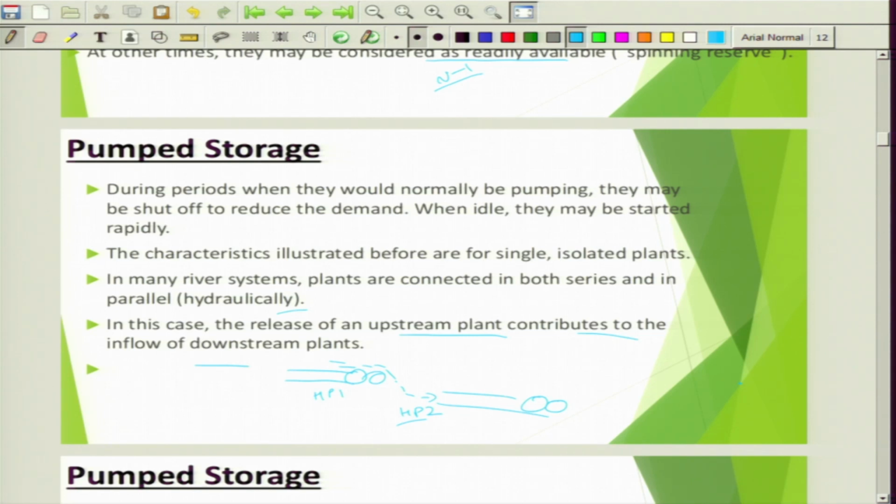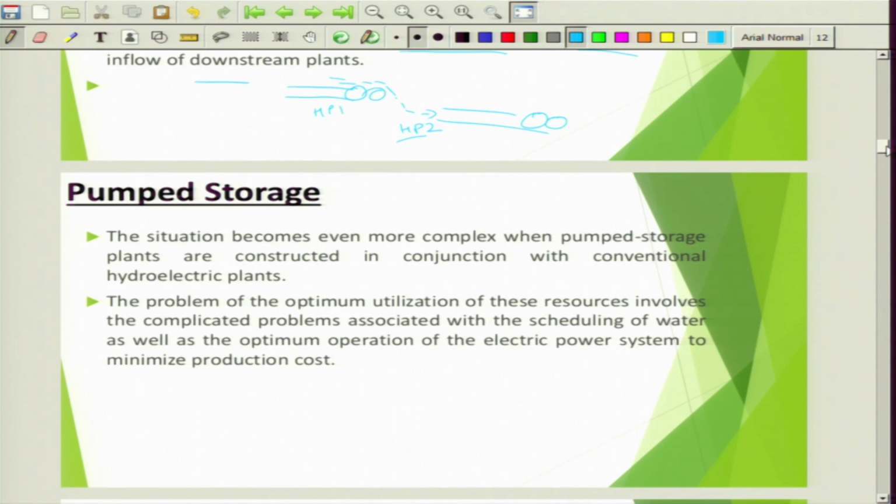So how much water release I can do at hydropower plant 1 such that I would not exceed the inflow of water at hydropower plant 2 is another important challenge that we need to cater to. The situation becomes even more complex when pump storage plants are constructed in conjunction with conventional hydroelectric plants. Hydroelectric plants, as we have already discussed, have certain constraints of their own. The navigation of water flow or river needs to be considered, there is a constraint in terms of how much irrigation support it can offer, and it should not cause any flood in the downstream areas. All these constraints that we have discussed are for a typical hydroelectric power plant. And when we bring in pump storage in parallel to it, the complexity would further increase.